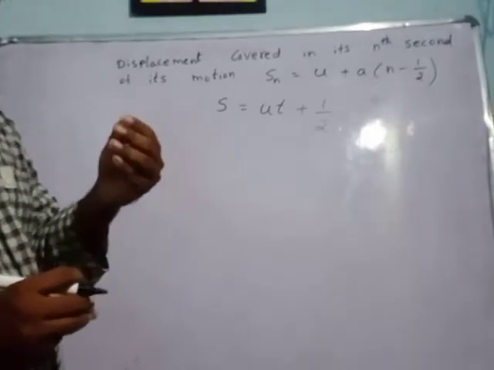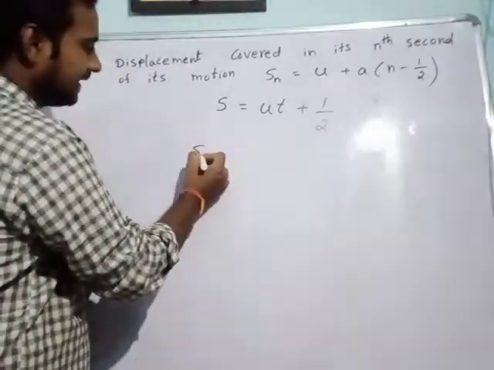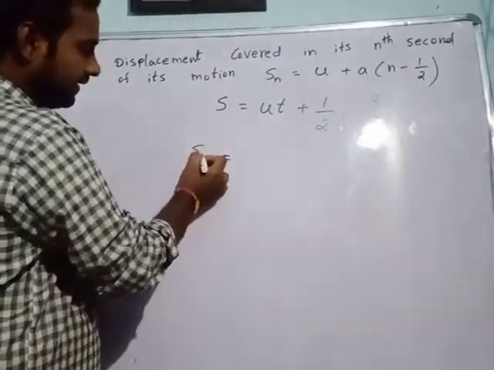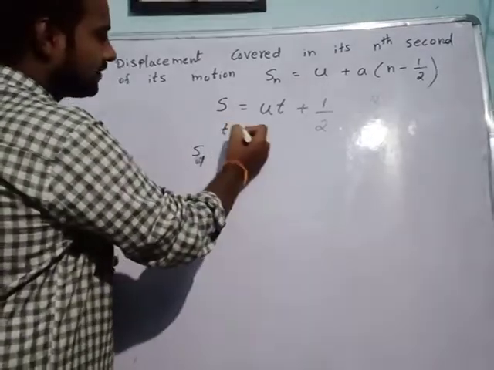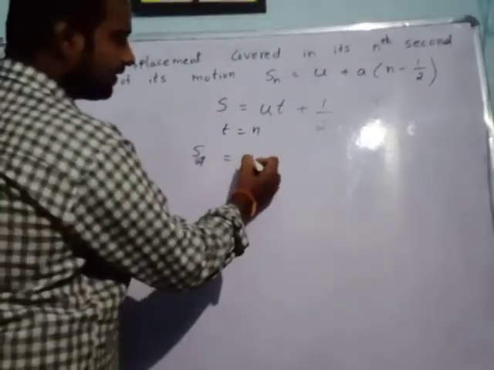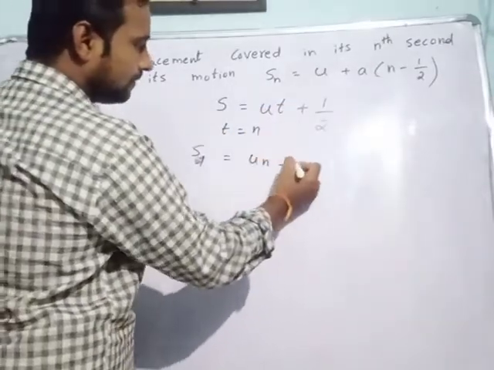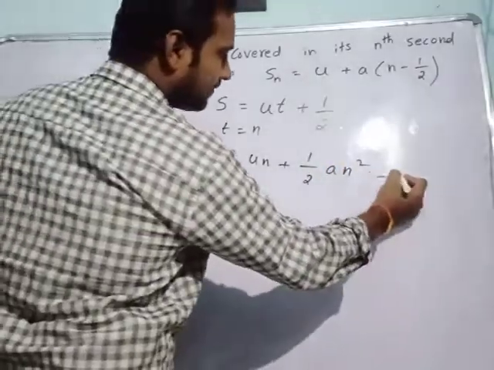For example, actually after n seconds. After n seconds means simply S1. Take S1. After n seconds means t is equal to n. So put t is equal to n in this equation: S1 is equal to un plus half an square. This is equation number 1.